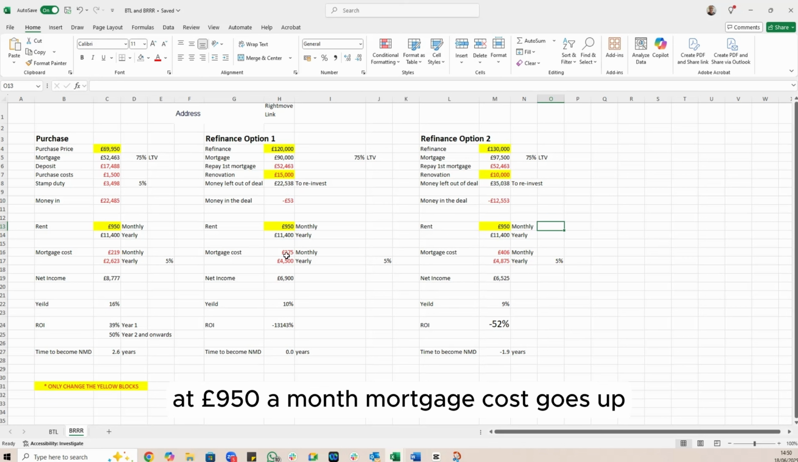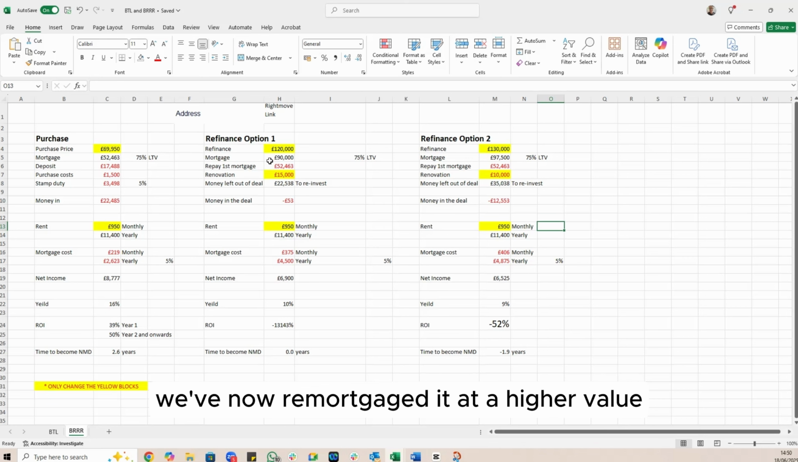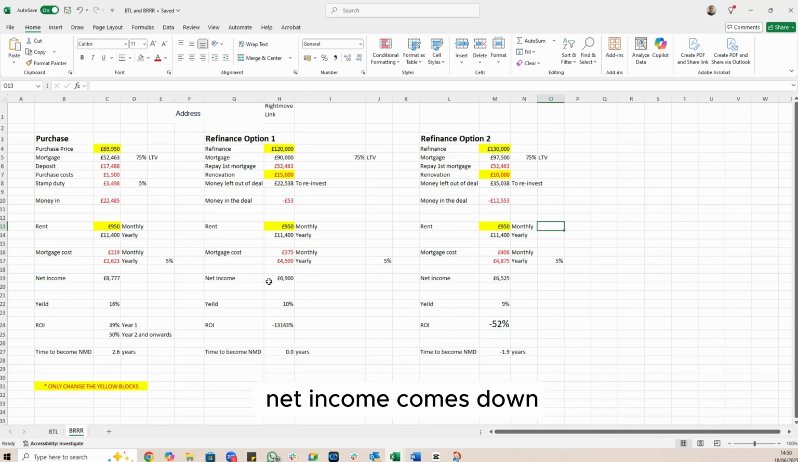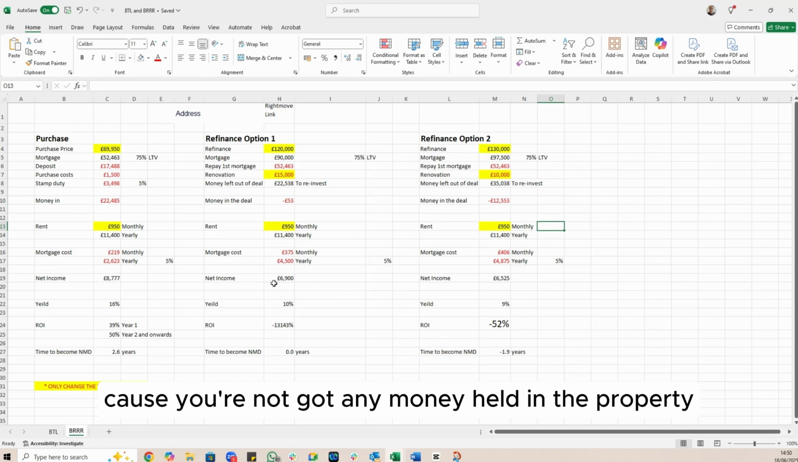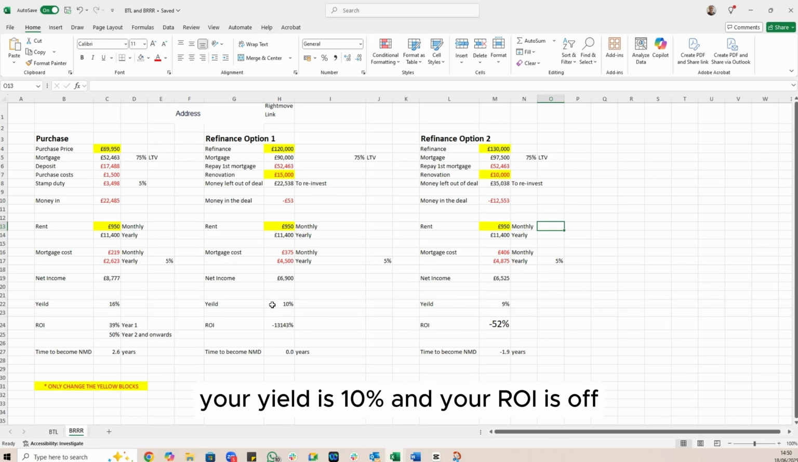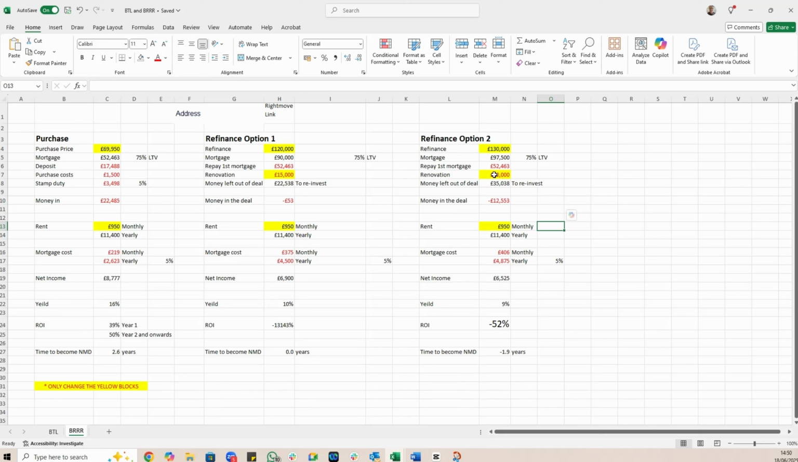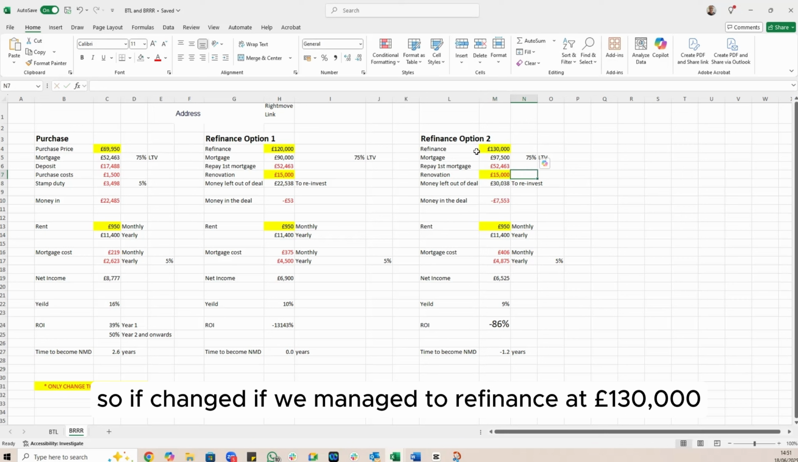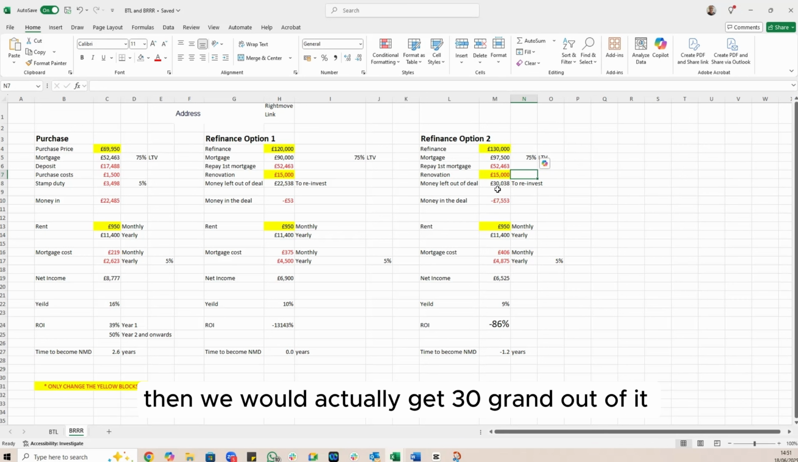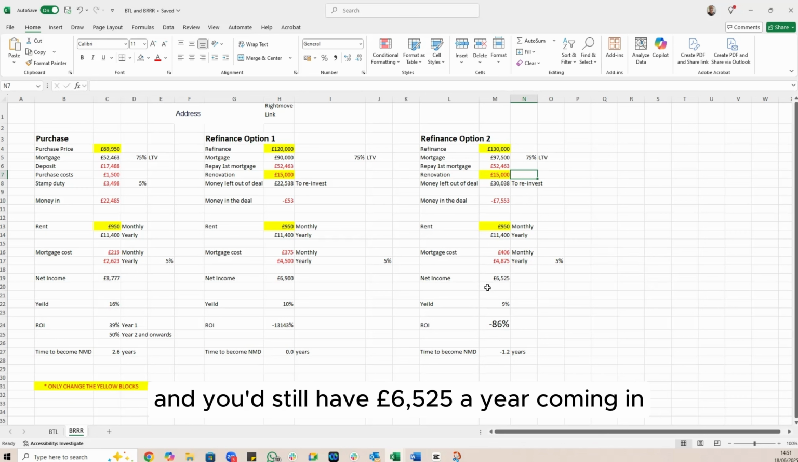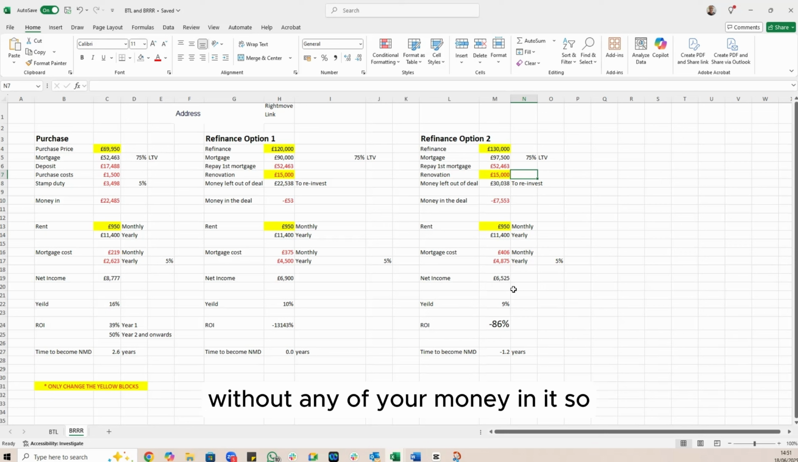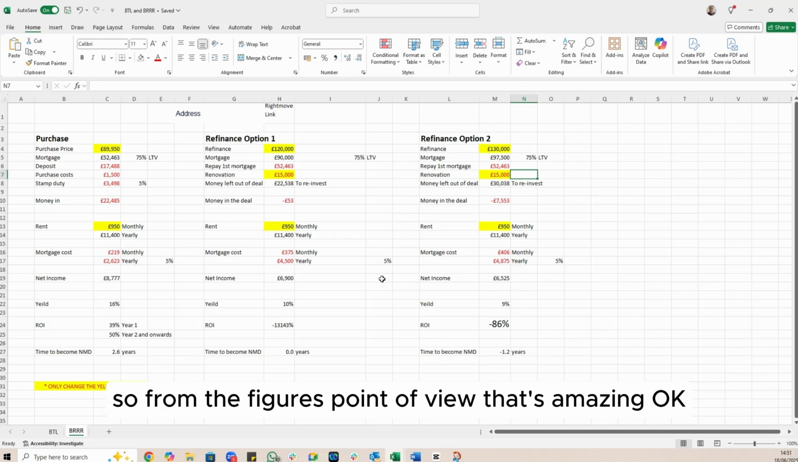£9.50 a month. Mortgage cost goes up because obviously we've now remortgaged it at a higher value. Net income comes down, but that's free cash because you've not got any money held in the property. Your yield is 10% and your ROI is off the scale because you've got no money left in the deal. So if we managed to refinance at 130, then we would actually get 30 grand out of it, reinvest in your next property, and you'd still have 6,525 a year coming in without any of your money in it. So that's really good. From the figures point of view, that's amazing.